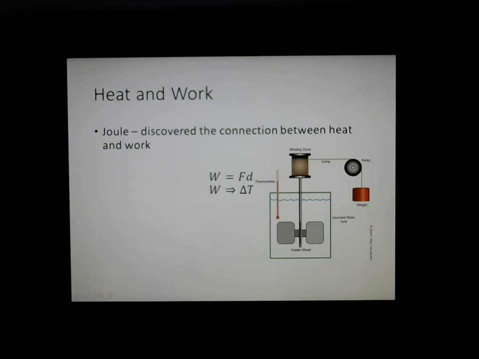Combustion vehicles like cars, buses, motorcycles, if you've been driven in them, are vehicles where thermal energy does the work. So this was Joule's big idea, that heat is able to do work.